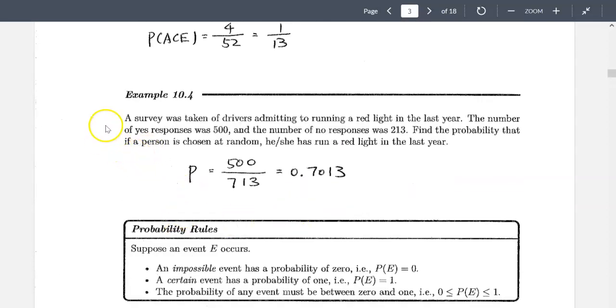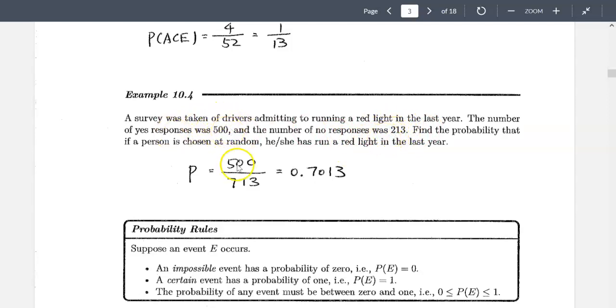All right, here's another example. A survey was taken of drivers admitting to running red lights last year. The number of yes responses was 500, and the number of no responses was 213. What's the probability that a person chosen at random has run a red light in the last year? What we want is the people who ran a red light, so that's these 500 people here. These 213 said they did not, right? They don't run red lights.